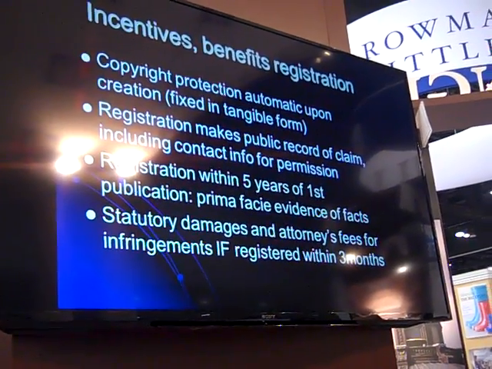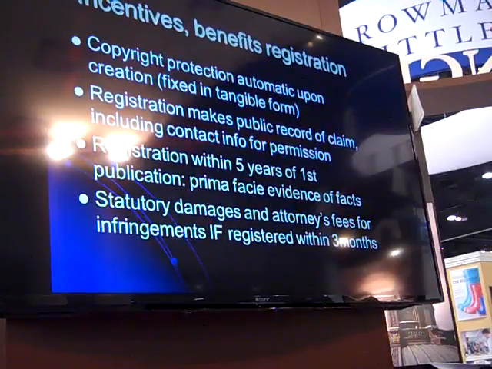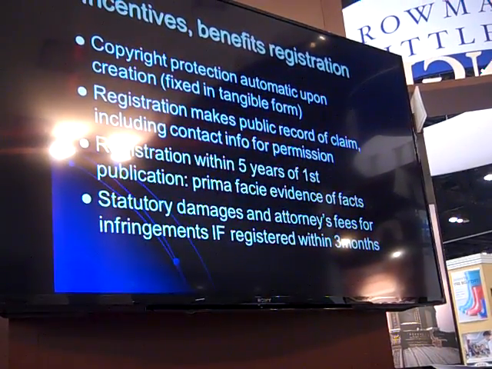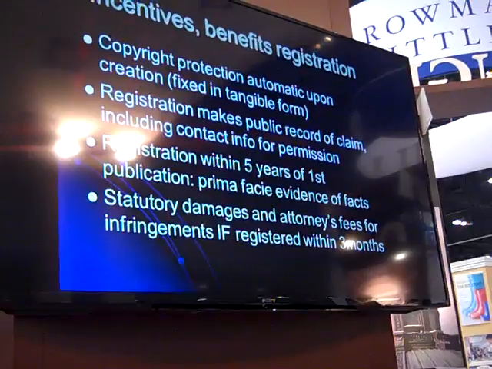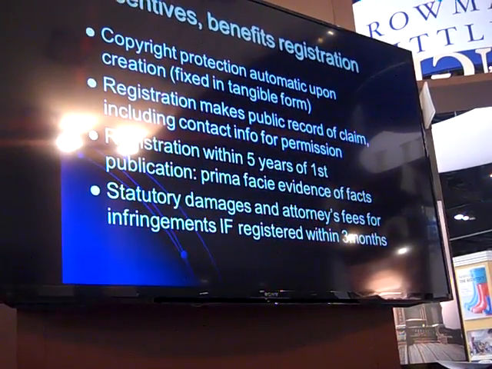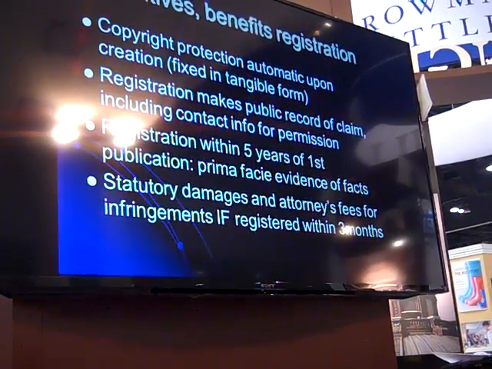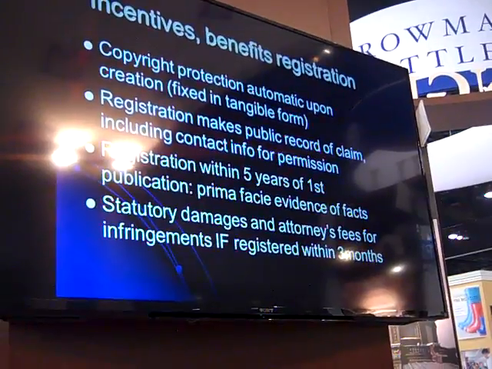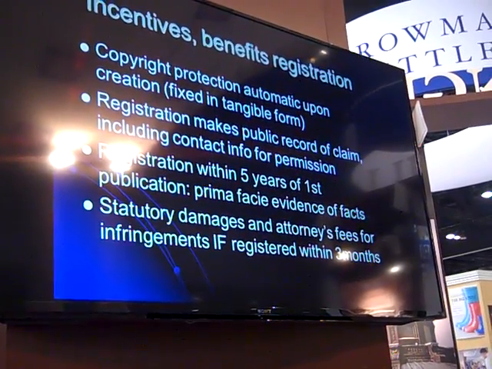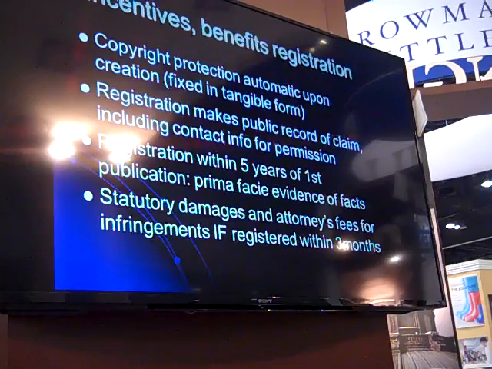Okay, so the point that I just made: copyright protection is automatic from the time it's created, and it's considered created when it's fixed in a tangible form. The registration makes a public record of the claim, including the contact information for getting permission. Registration within 5 years of the first publication ensures that you're eligible for prima facie evidence of the facts given on the registration, which is very helpful if you're in a court case. You don't have to go through proving each factual piece of information. And you're then eligible for statutory damages and attorney's fees if you have that registration within 3 months.